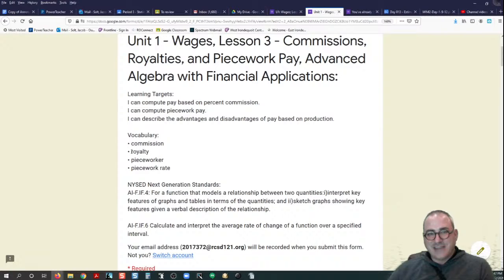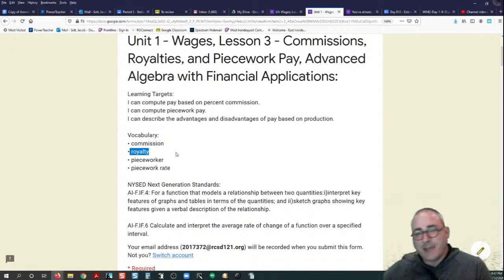Royalty is a special kind of commission pay. It refers to artists, usually authors and artists. So royalties go to an author or a musician that records tracks and plays music. They'll get paid a royalty based on how many times their song is played on the radio.